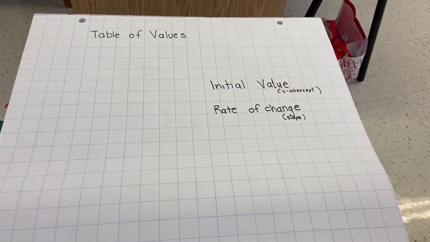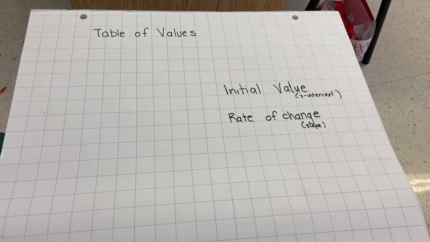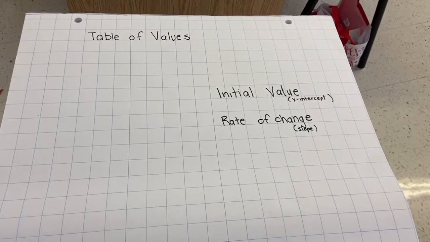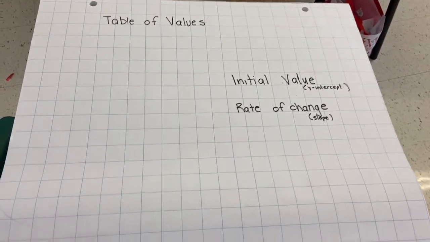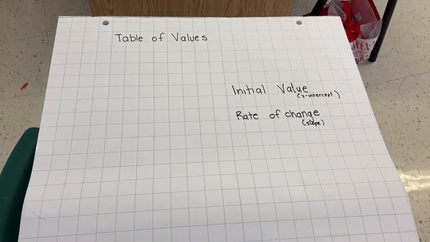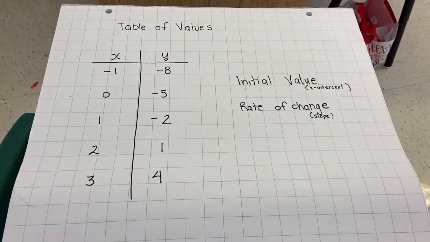We've learned a lot of new words. We've learned about tables of values. We've learned about initial value, which means the starting number. We've learned about rate of change, which means the jumping number. And we've also learned what the word linear means. Those are words that you need to remember and practice using so you know them very well.